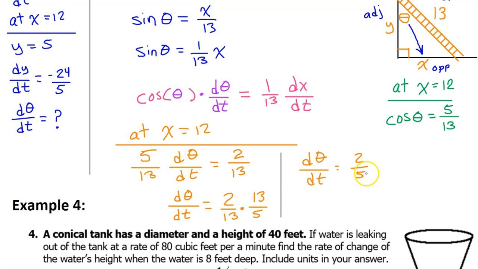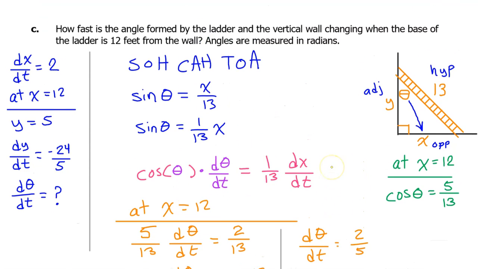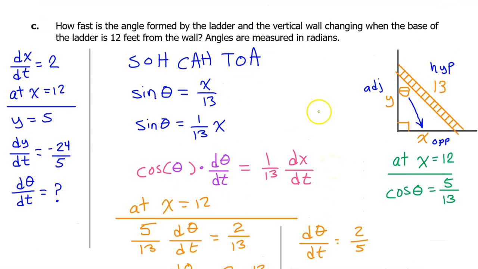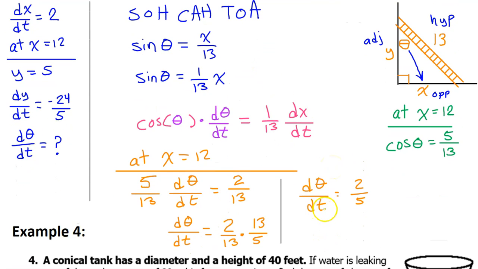As long as we include the units, we are done. We are told that the angles are measured in radians and the units of time are seconds. So the units here are radians per second.